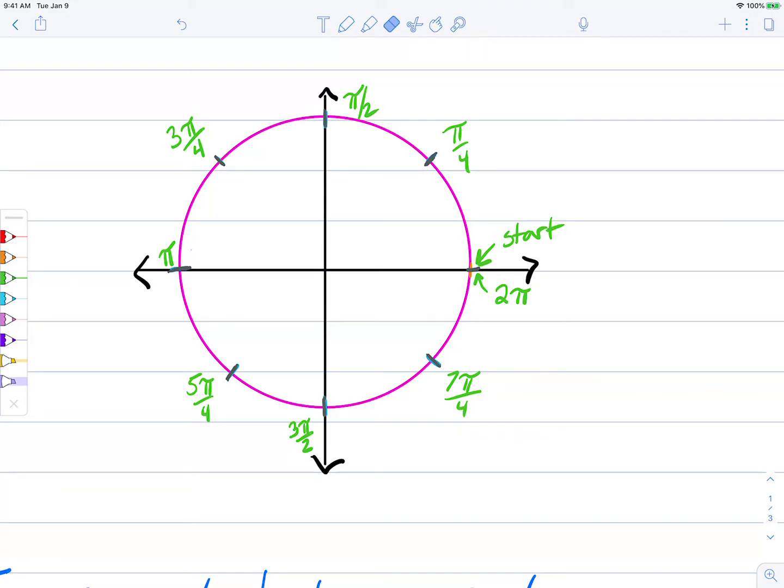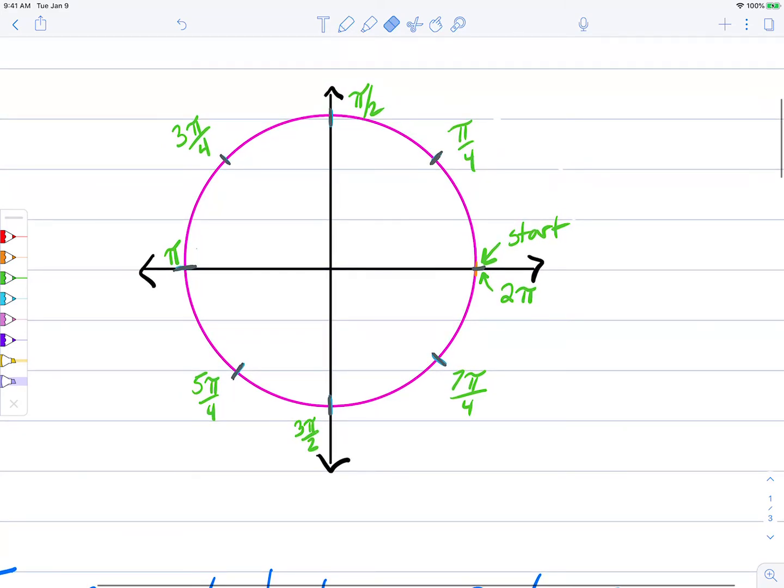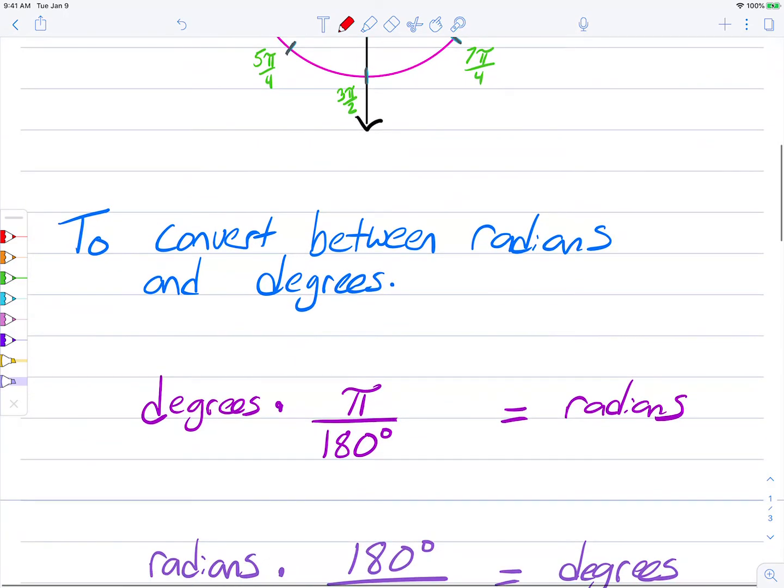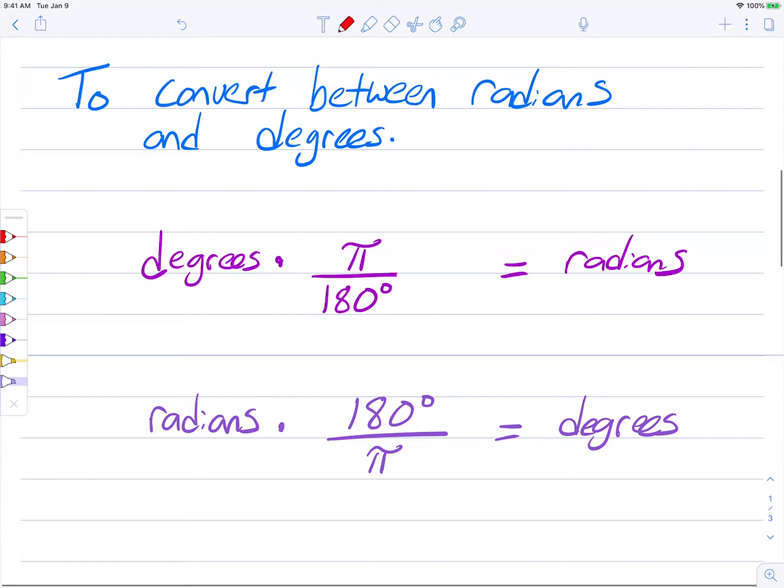So we can do a couple things. For instance, if you went halfway around the circle, that is 180 degrees. 180 degrees is the same as pi radians. This is actually the one that we're about to use, because we're going to convert between degrees and radians. We are going to use the idea that 180 degrees and pi land you in the same exact spot. So here's how to convert between degrees and radians.